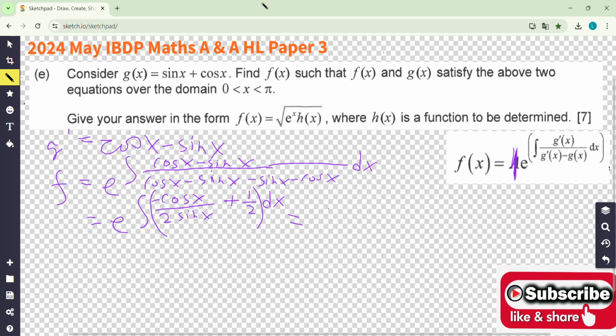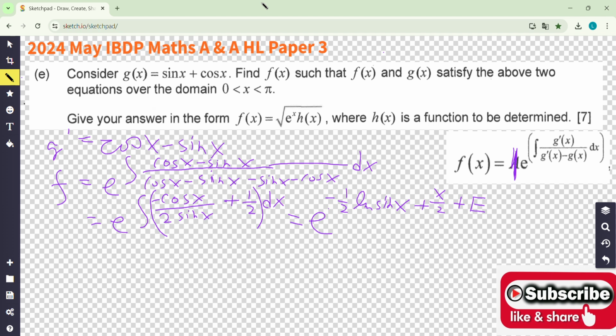And think about what the differentiation is. The first one should be natural log sine. Yes, it is half natural log sine x. The rest is just x over 2, and we need a constant e.